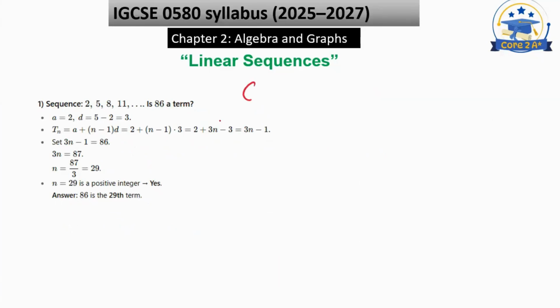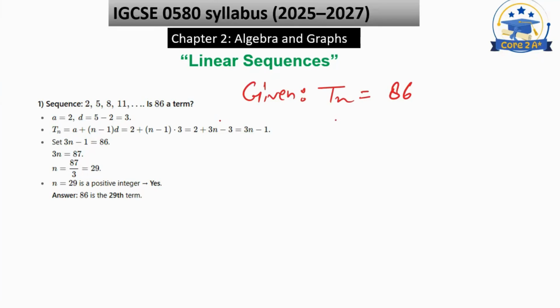See, what is given? Tn, the nth term, is given, which is 86. But it is asking the position, right? On what position 86 is. So it is actually asking for n.